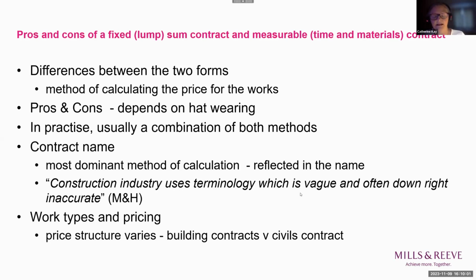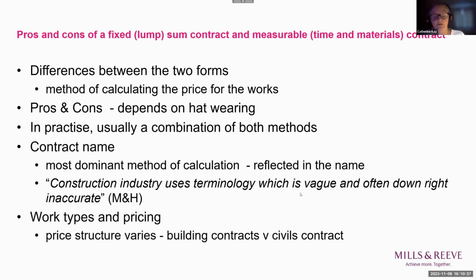In terms of cost reimbursement, those items are paid for on the basis of what the contractor spends in executing the work. However, in practice, usually a combination of both methods is used throughout a contract. So the two types are not independent of each other, and the combination in which it's dealt with in the contracts does vary throughout the projects. But essentially, the most dominant method for determining the price is the label that we will give to the contract, being fixed price or cost reimbursable.